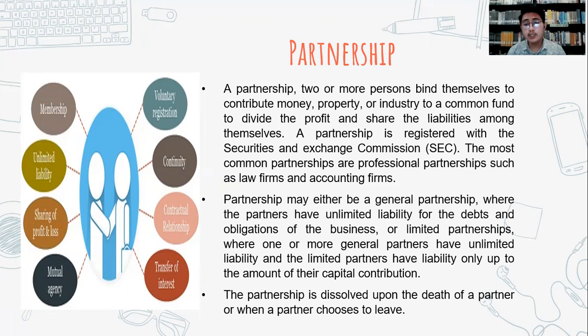organization. So the partnership may either be a general partnership where the partners have unlimited liability for the debts and obligations of the business. So when we say general partnership, ibig sabihin po nito, yung partners have unlimited liability. Okay? For example, the business or the organization has liability from other entity. So, dapat nilang bayaran yon. So, they have unlimited liability. Kung ilan yung liability ng isang organization, dapat paghati-hatian nilang bayaran.